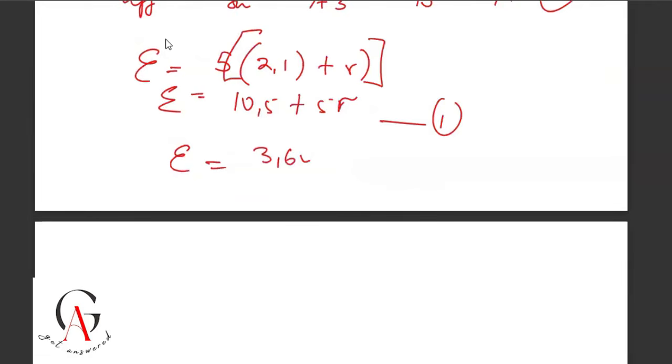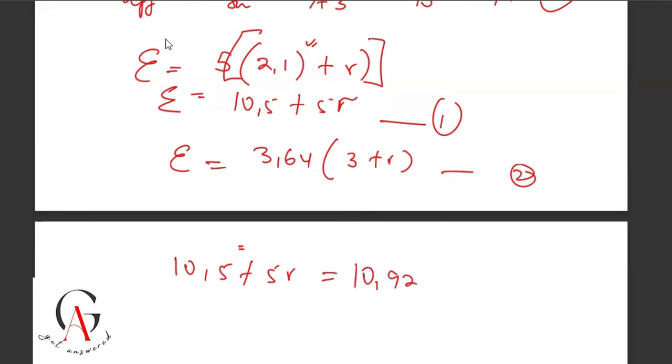Okay, so 3,64 into the only resistor is a 3 plus the internal resistor. When I simplify that, I can call this equation 2 and equate both. So 10,5 plus 5R is equivalent to 3 multiplied by 3,64, that becomes 10,92 plus the 3,64R. Let's collect the like terms. I'm going to move this to that side, and I'll move this to that side.